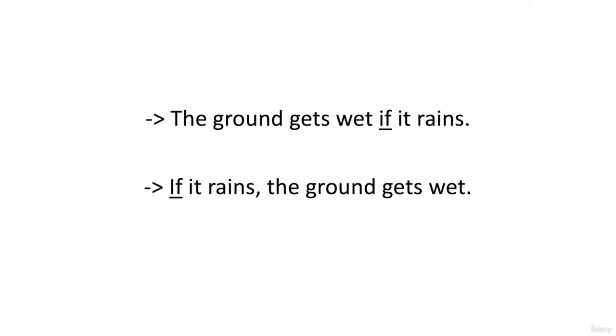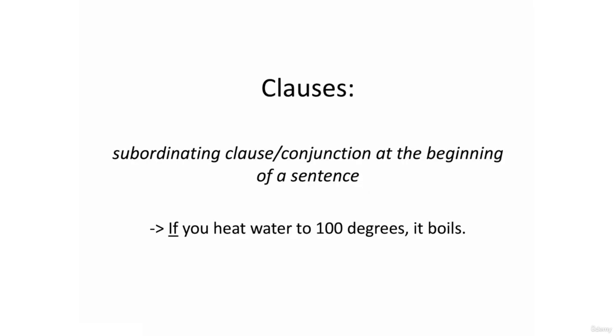Let's have a quick refresher on clauses and punctuation, as we learned in Chapter 1 of this course. If you use a subordinating conjunction at the beginning of a sentence, then you must follow the subordinating clause with a comma. For example, if you heat water to 100 degrees, it boils.